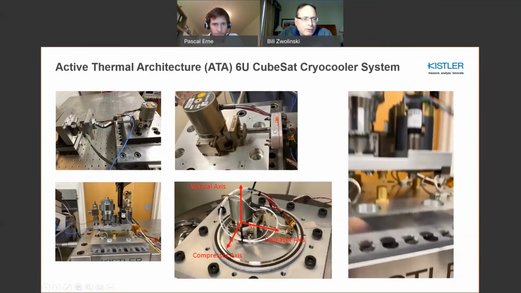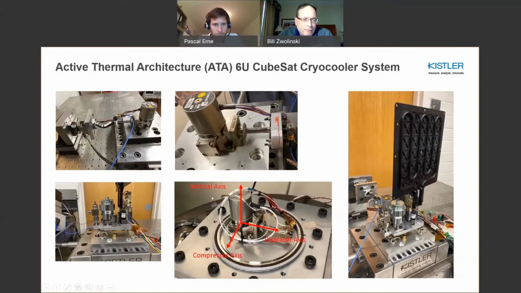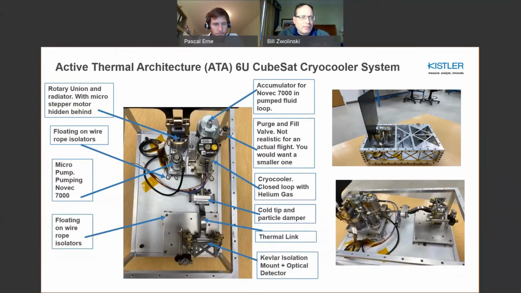This is an example of a particle damper. And this would be an example of where the vertical axis is, the displacer axis along the cold tip axis, and then the compressor axis that we'll refer to in the next slides. This is just, say, a more detailed view. I'm not going to go through each one, but basically this cryocooler assembly is a part of a 6U CubeSat, called ATA, and so it's something to keep in mind. It makes up a large part of the 6U CubeSat.